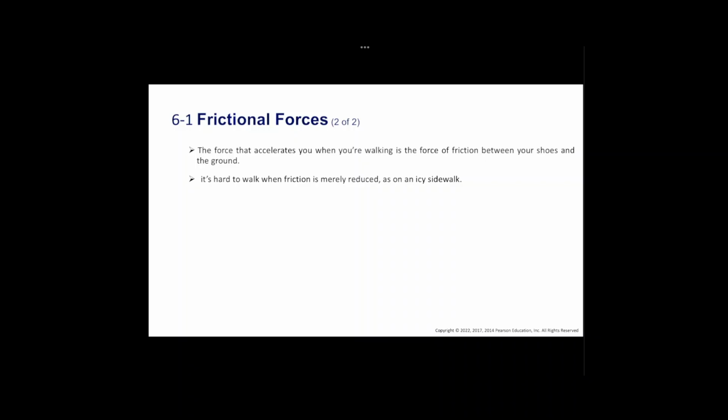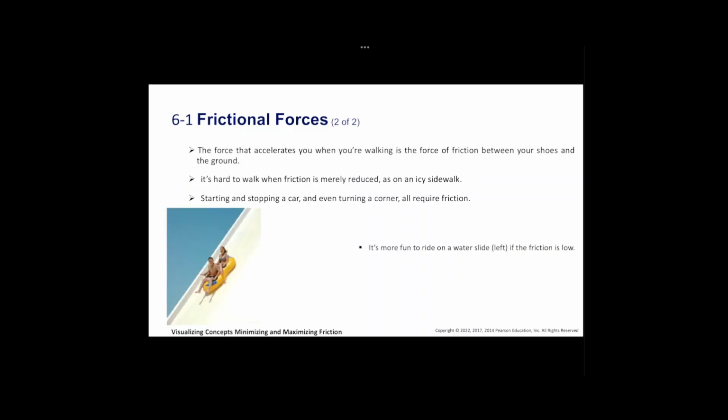It's hard enough when friction is merely reduced as on an icy sidewalk. Similarly, starting and stopping a car and even turning a corner all require friction. Examples of systems with small and large amounts of friction are shown in this figure.